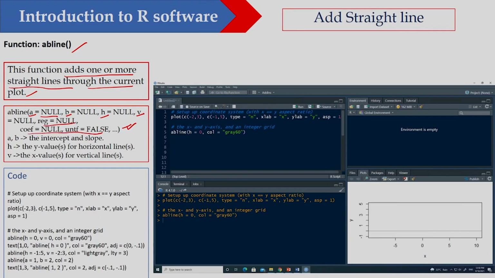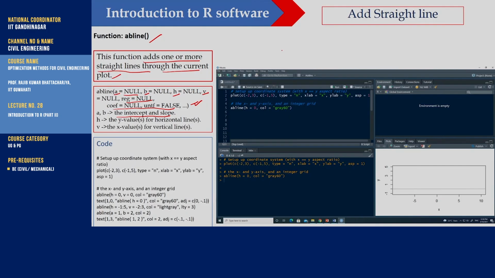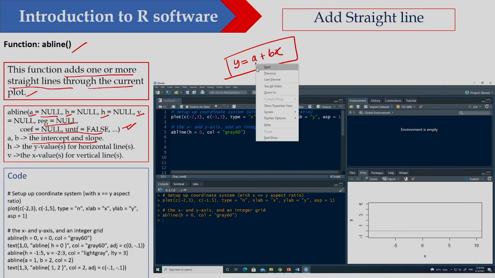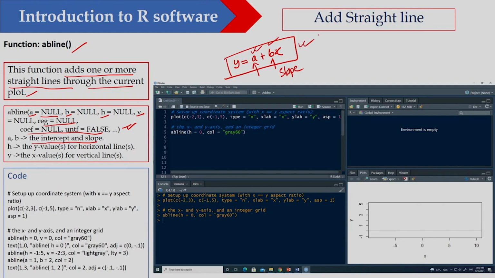Now, what are a and b? a and b are the intercept and slope. That means y equal to a plus b x. Here a is the intercept and b is the slope. So, now I can define a and b, and I can draw this particular line.